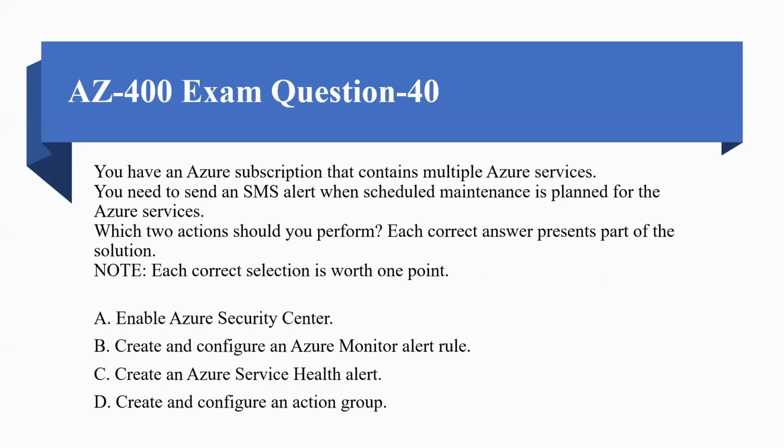Moving towards next question. You have an Azure subscription that contains multiple Azure services. You need to send an SMS alert when scheduled maintenance is planned for the Azure services. Which two actions should you perform? Each correct option presents part of the solution. Option A, enable Azure Security Center. Option B, create and configure an Azure Monitor alert rule. Option C, create an Azure Service Health alert. Option D, create and configure an action group. And the two correct options would be option C, create an Azure Service Health alert, and option D, create and configure an action group.